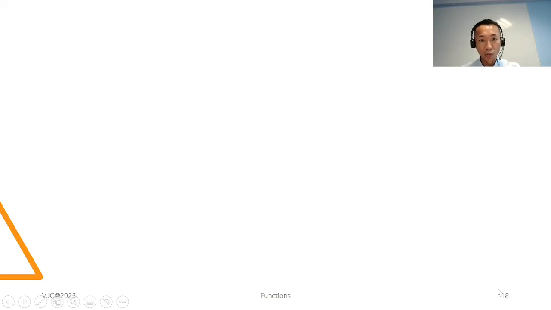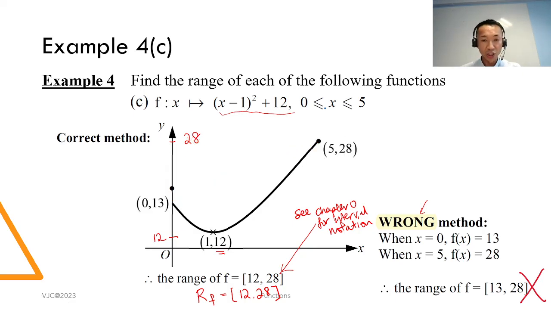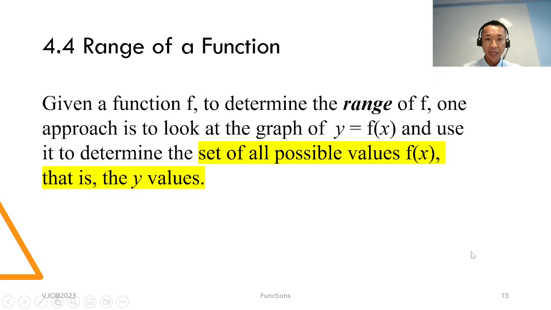Why? Because you assume that the graph is a straight line in orange from (0, 13) to (5, 28), when actually it is not. When actually it's a quadratic like that. So I want to caution all of us, do not do this method. And I want to emphasize that you must look at the graph of a function before determining the range of a function. Thank you.